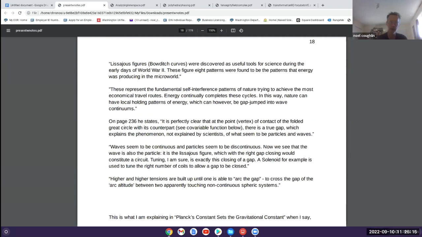Lissajous figures, Bowditch curves, were discovered as useful tools for science during the early days of World War II. These figure 8 patterns were found to be the patterns that energy was producing in the microworld. These represent the fundamental self-interference patterns of nature trying to achieve the most economical travel routes. Energy continually completes these cycles, and it is in this way that nature can have local holding patterns of energy, which can, however, be gap jumped into wave continuums.